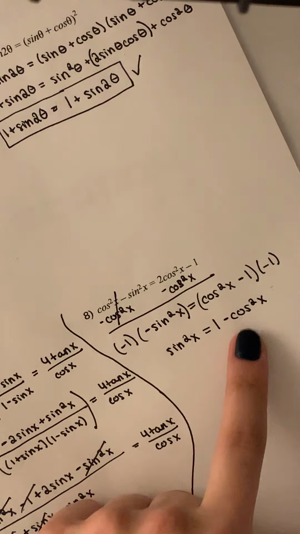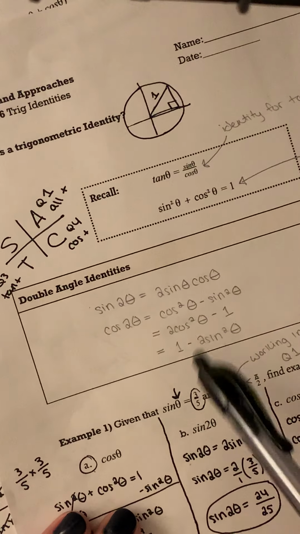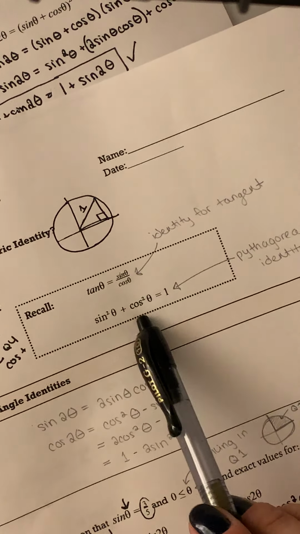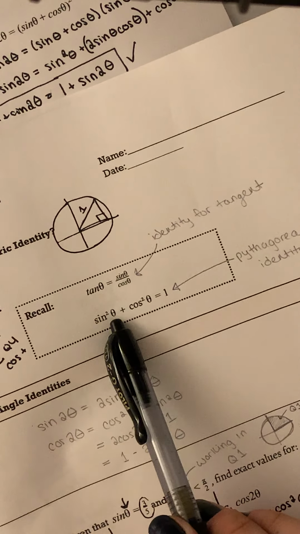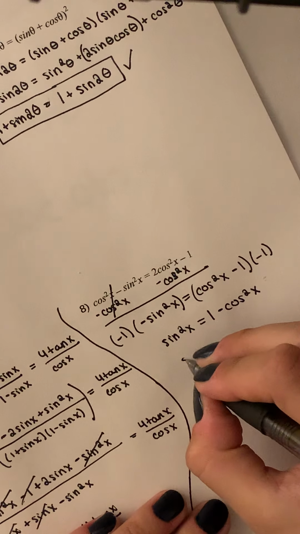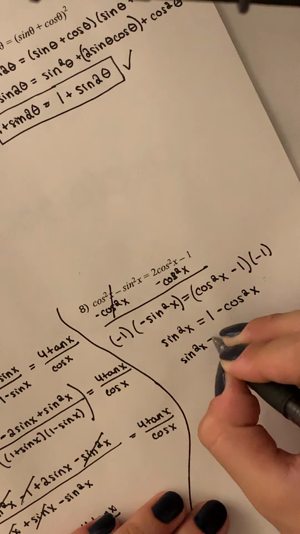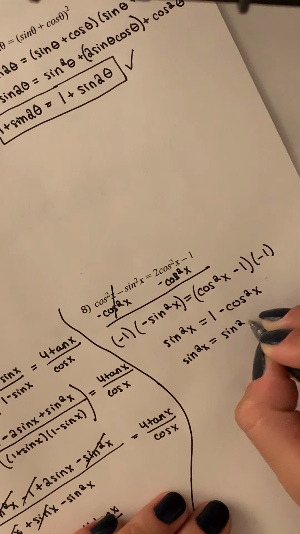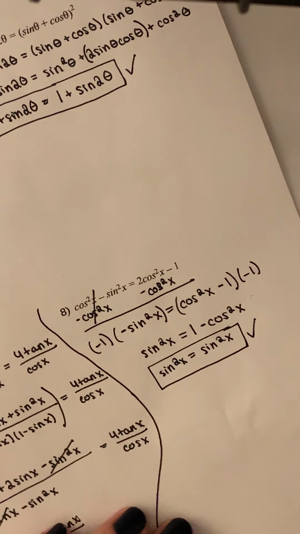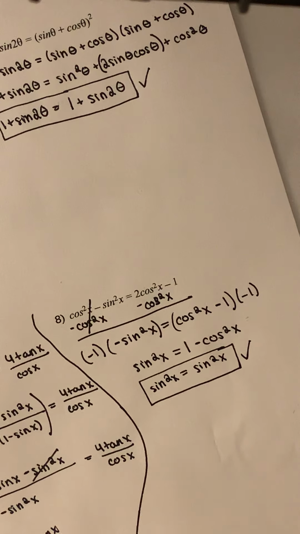So now we're left with 1 minus cosine squared x and a sine squared x on the other side. So we know that sine squared x is going to equal sine squared x, and that those two will be equal. So yeah, awesome. That's our final sheet for this section, this topic.